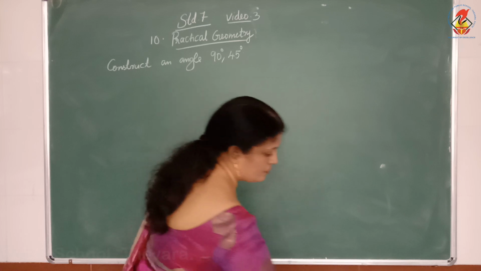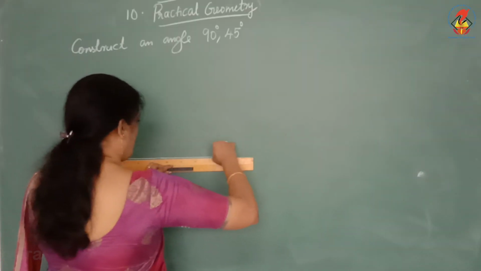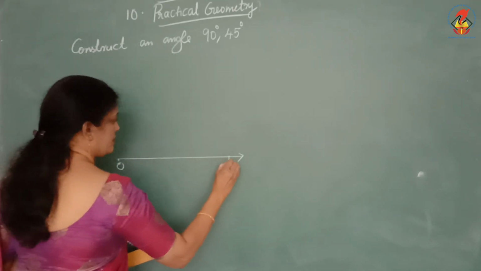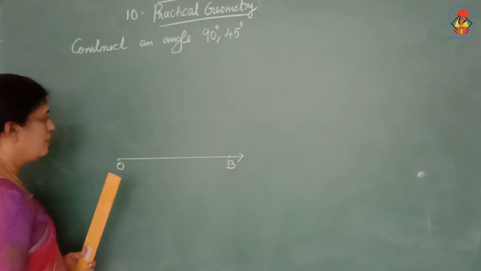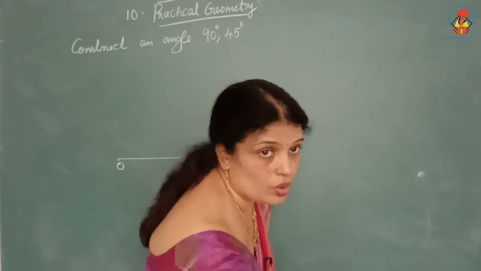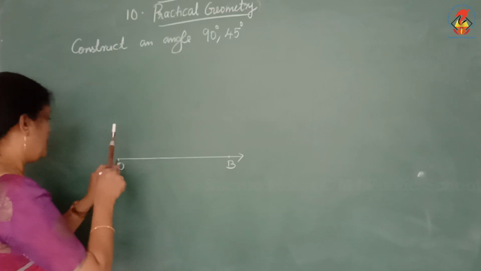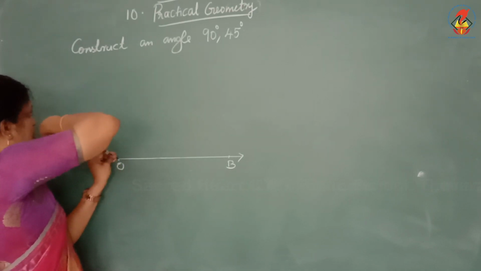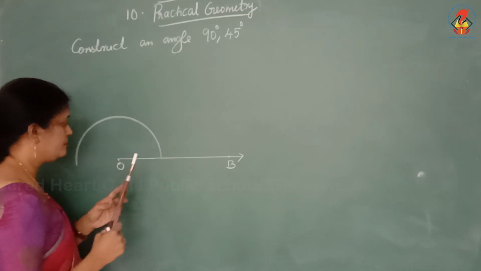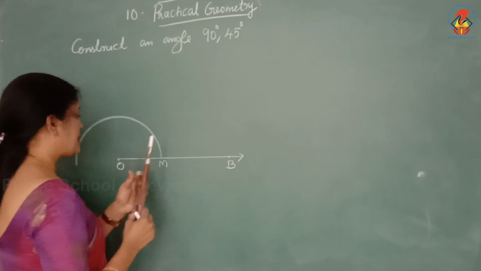First, same procedure. Draw a ray OB of any length from O. How will you construct 90 degrees? Take a convenient radius, with O as the center, draw an arc. Here this arc meets OB at M. Same radius.